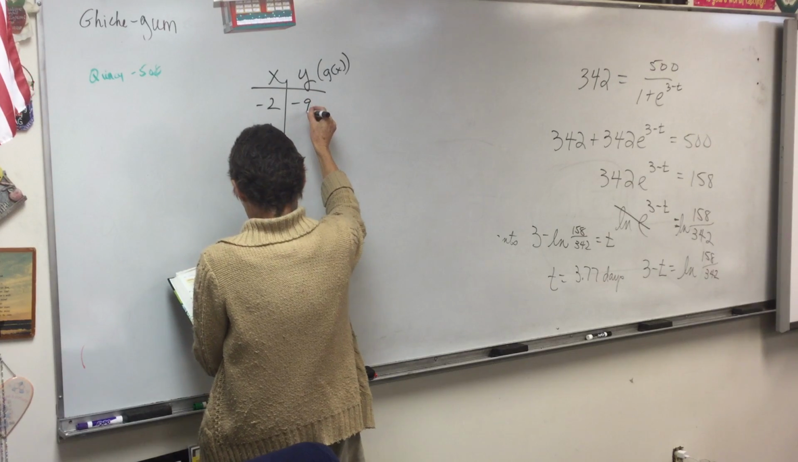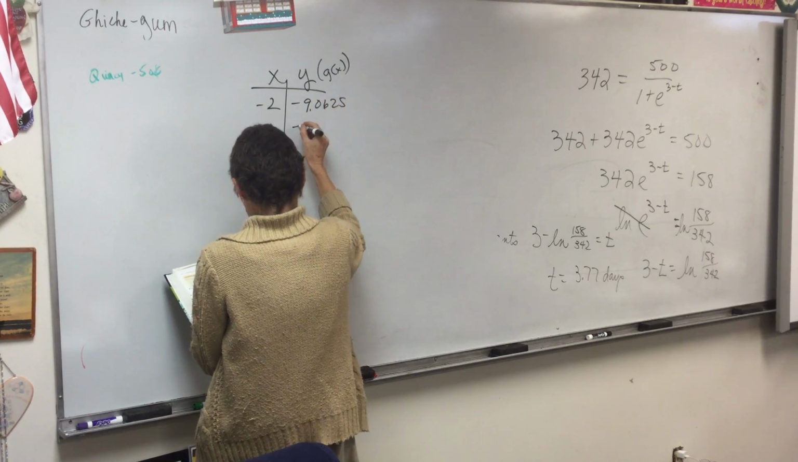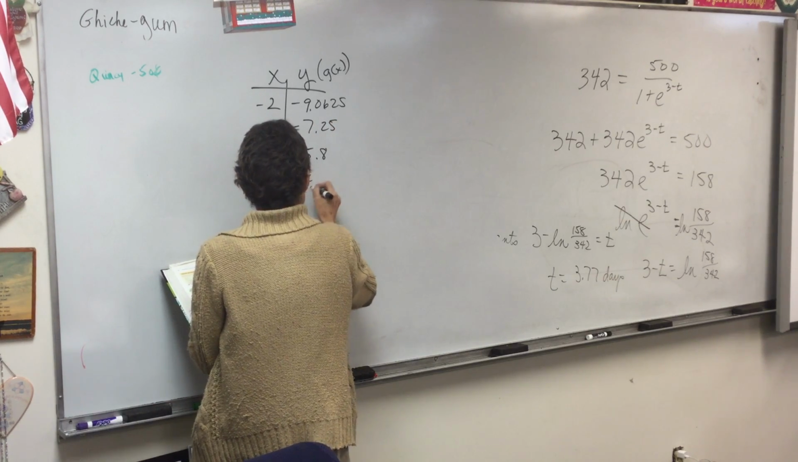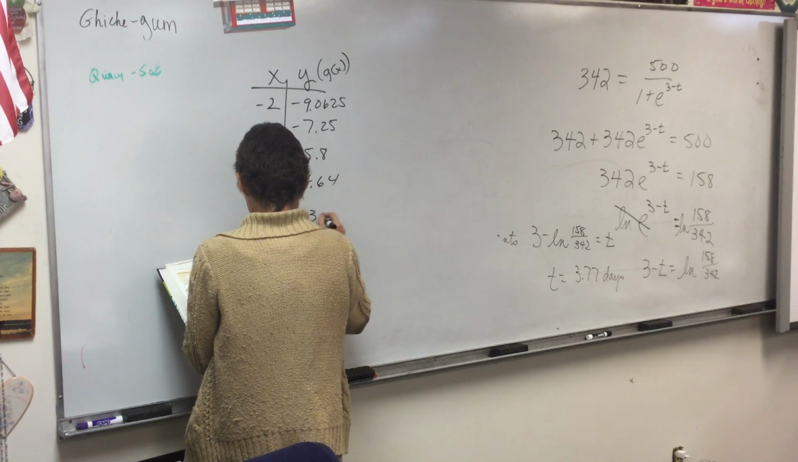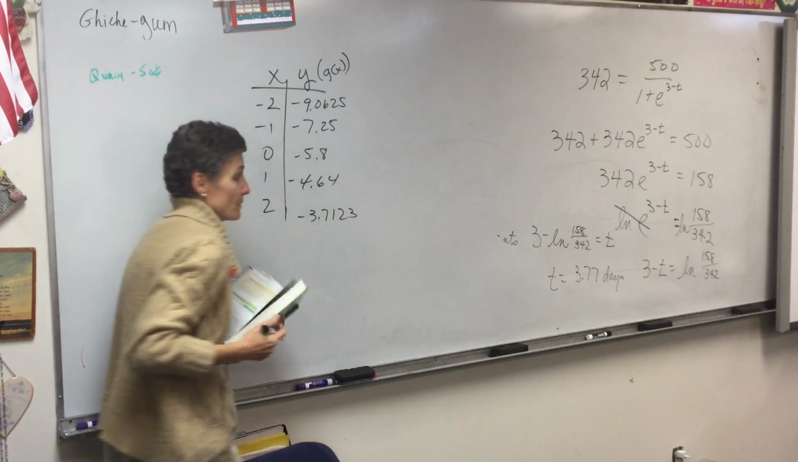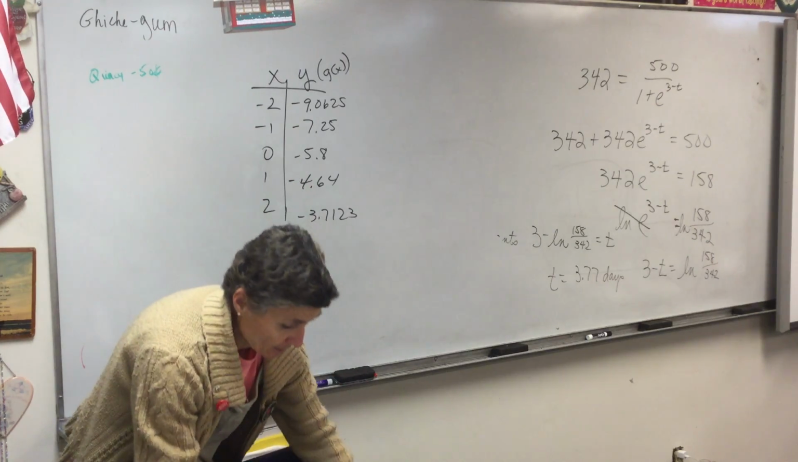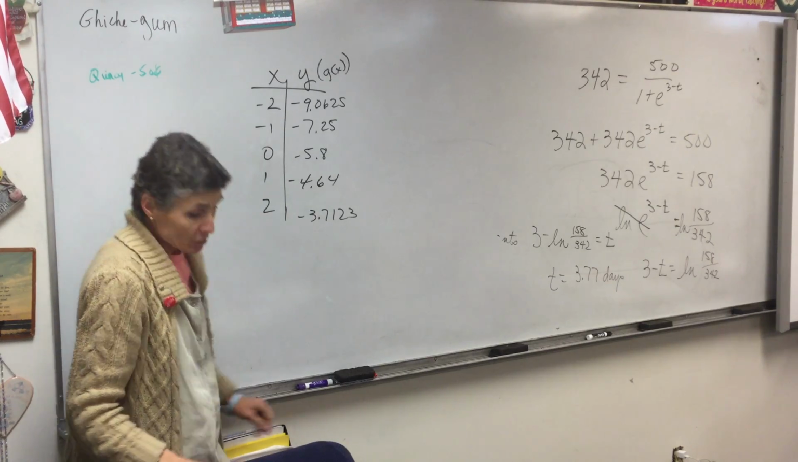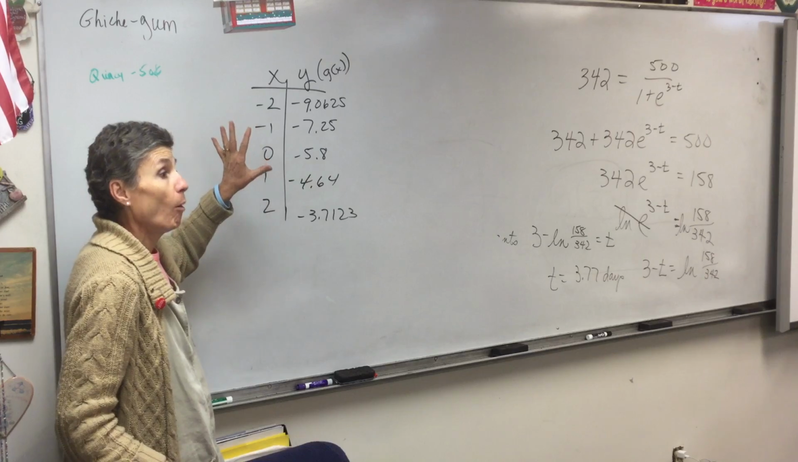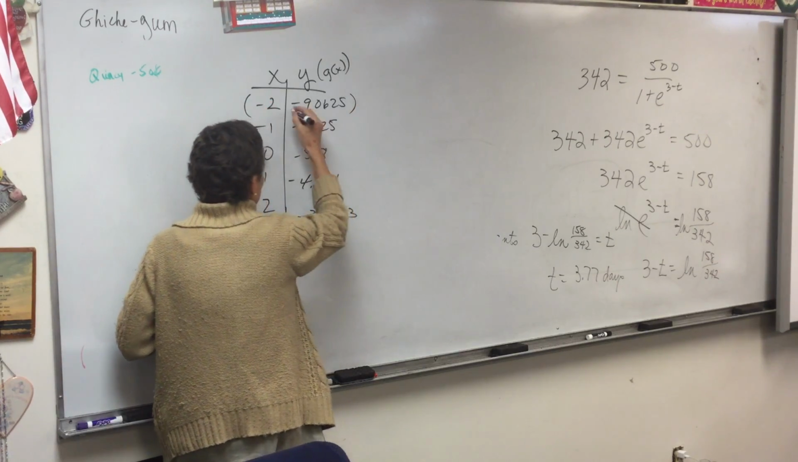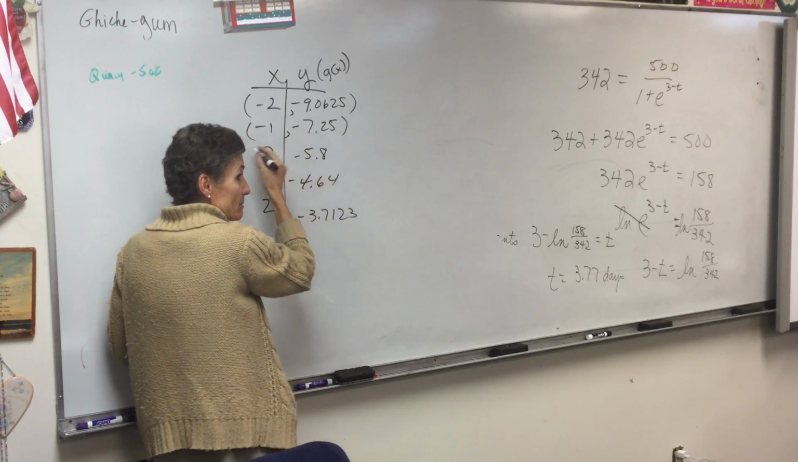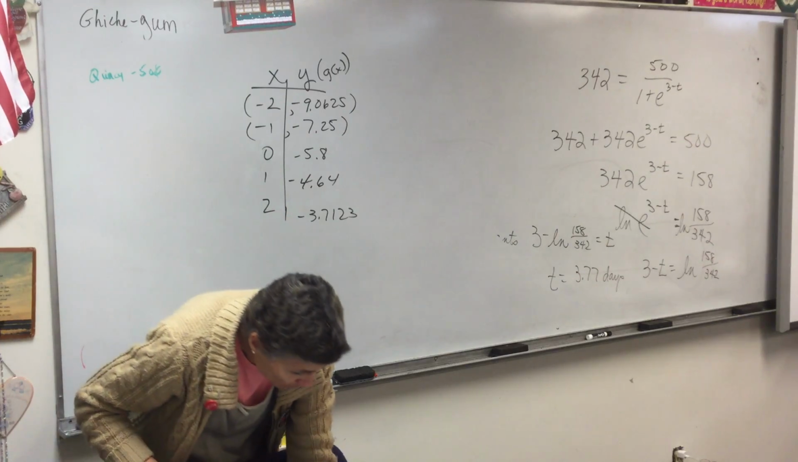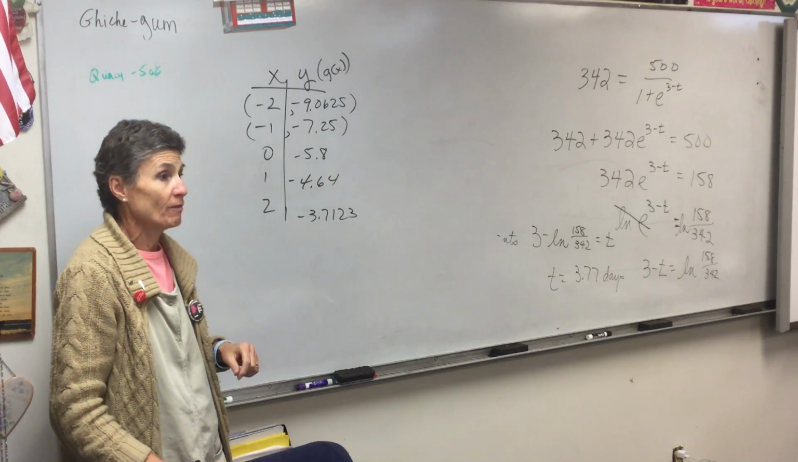So the numbers are -9.0625, -7.25, 5.8, 4.64, and 3.7123. Okay. This is your given. Now the directions say, all right, using these points. Does everybody recognize these are really ordered pairs? You could write them this way as ordered pairs. Using those 5 points, write the equation of the exponential function.